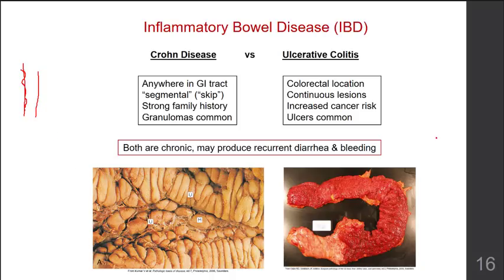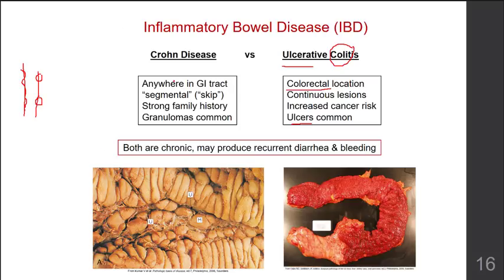When it comes to ulcerative colitis, this is going to impact the colorectal region. So that's where it gets its name, colitis, inflammation of the colon. And ulcerative because ulcers are common. But it has continuous lesions. So instead of these skip lesions where Crohn's might affect here and then it might affect here, when it comes to ulcerative colitis, it's going to be continuous, so all throughout that region.